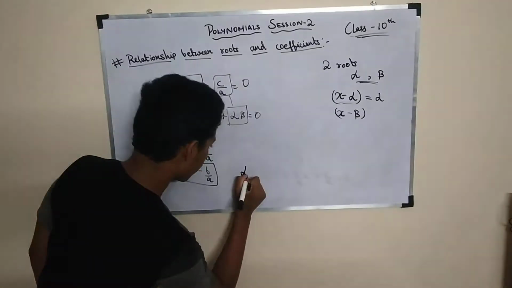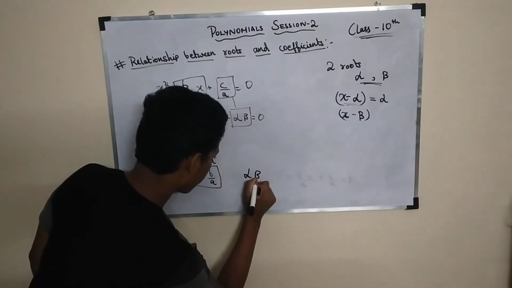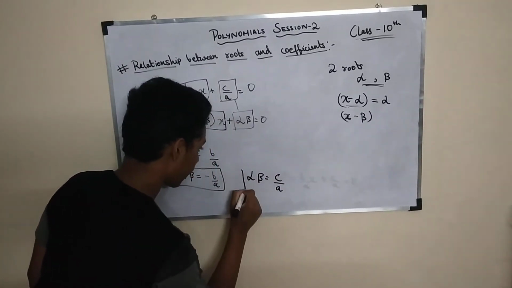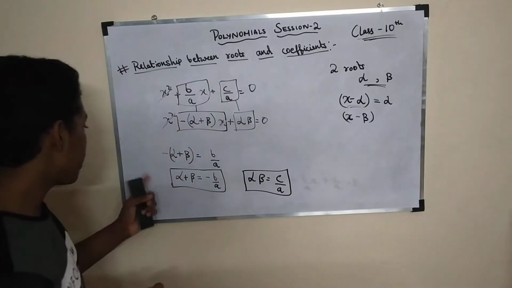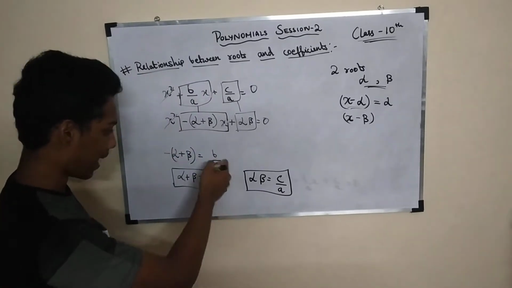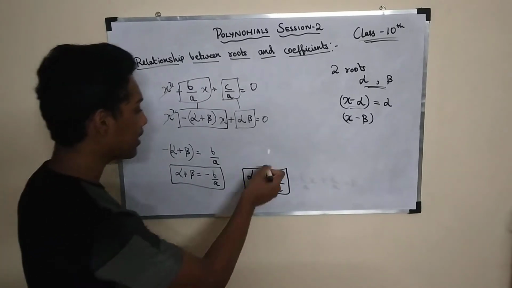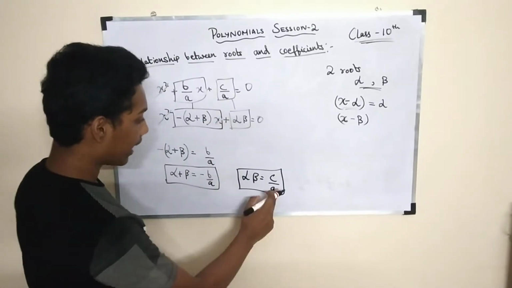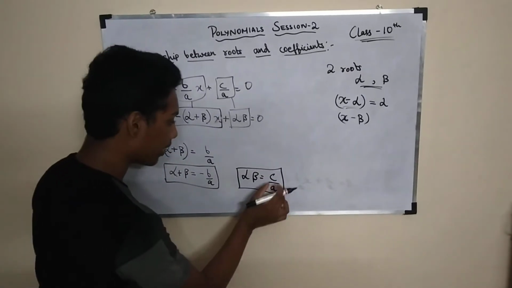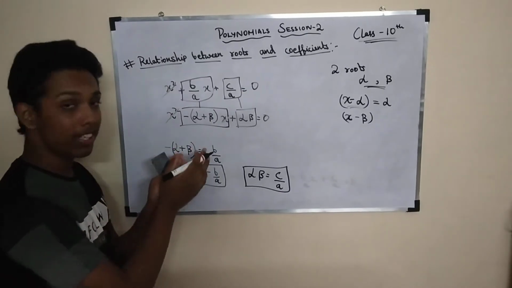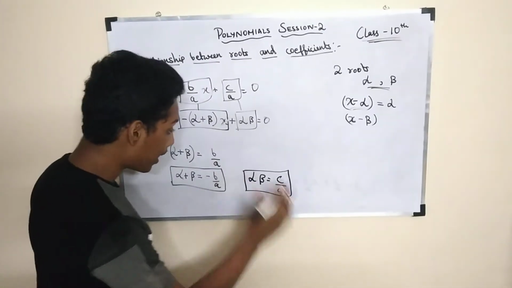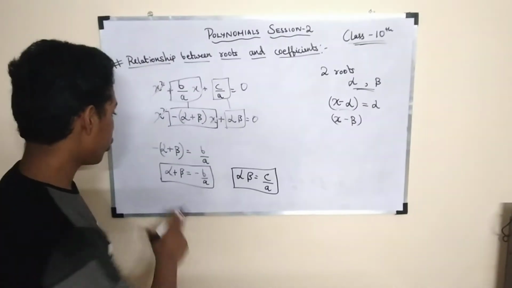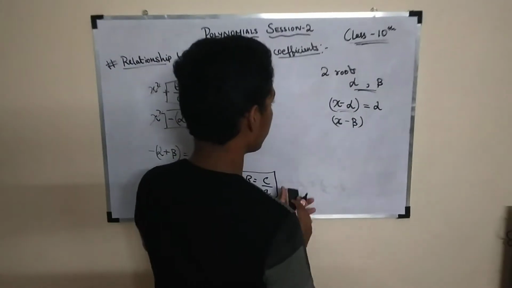If you compare these two equations, alpha beta would result in c by a. So we got the sum of roots, which is alpha plus beta is minus b by a, and alpha times beta is c by a, and c is the constant, remember that, it has no variable attached. a is the coefficient of x square. You should take only the coefficients. So the sum of roots will result in minus b by a, and the product of these two roots will result in c by a. So you need to remember these two formulas.